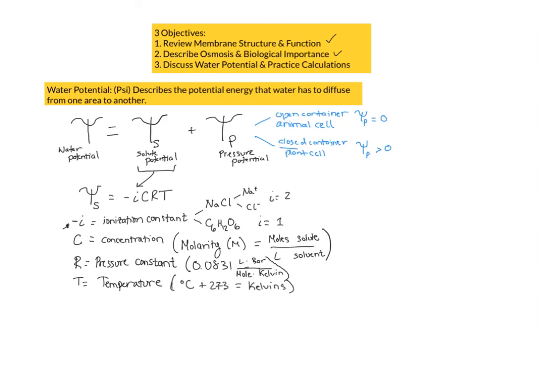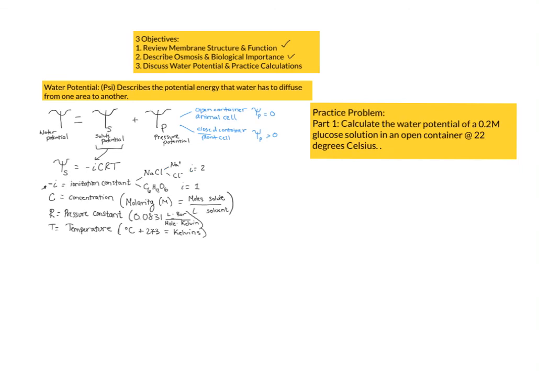Now what I want to do before we wrap this up is just give you an example of a problem that you might see revolving around pressure potential, solute potential, and water potential. Okay, so here's an example of a problem that we might see, and there's going to be two parts to this problem. But first, this problem is going to ask us to calculate the water potential of a 0.2 molar glucose solution in an open container at 22 degrees Celsius.